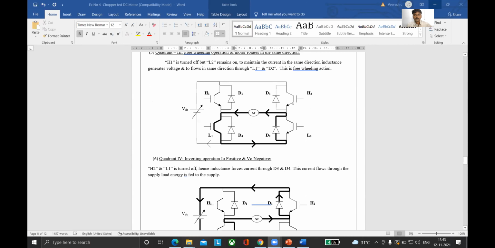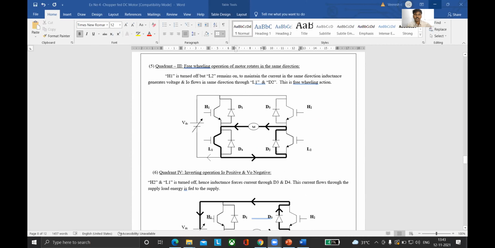Now the fourth case is exactly opposite to that one. Now this switch is turned off, so whatever energy is stored in the inductance of the load circuit will be released in the same direction through the freewheeling diode. Here the freewheeling diode is turned on, the output voltage is zero, but the output current is still flowing in the reverse direction. So the output current is negative and the output voltage is zero. What will it do in this case?